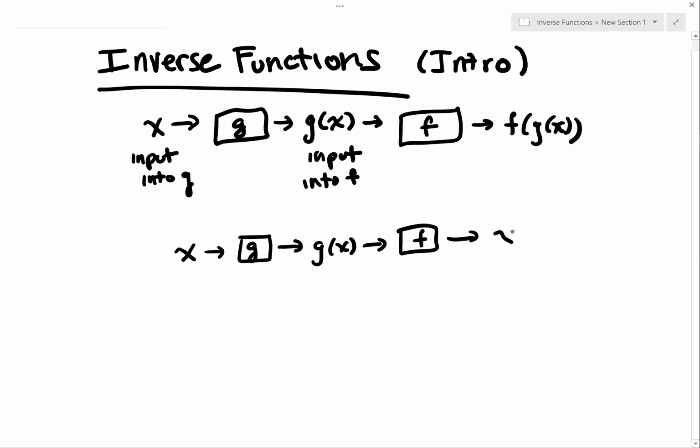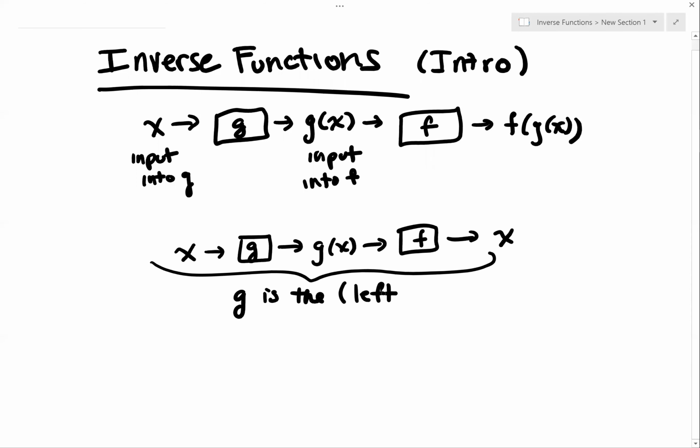if the end result is x again, we call g technically the left, well, would it be right? It would be the right inverse. G is the right inverse, meaning the right-hand side, because if you look at the composition up here, that's f of g. G is on the right. So g is the right inverse of f.